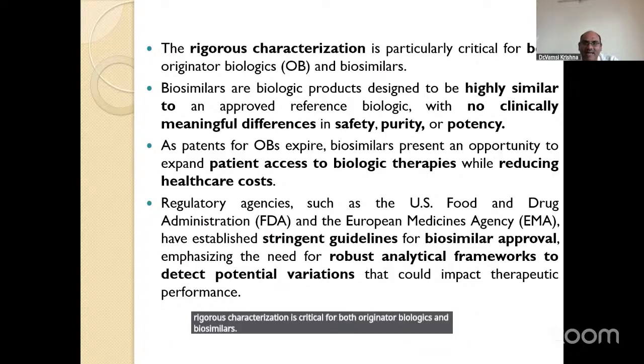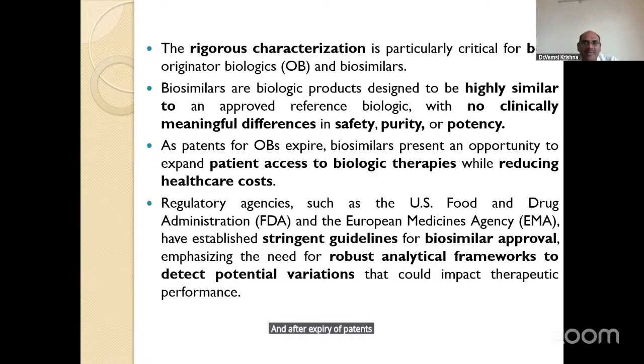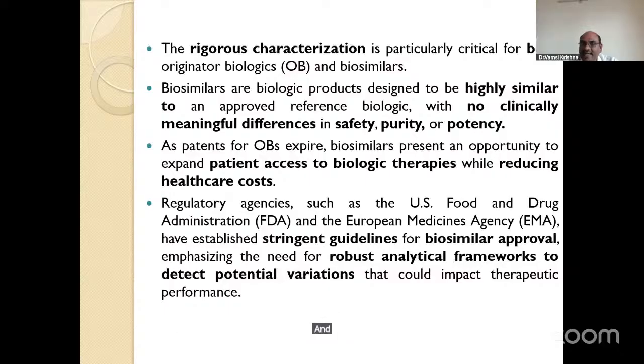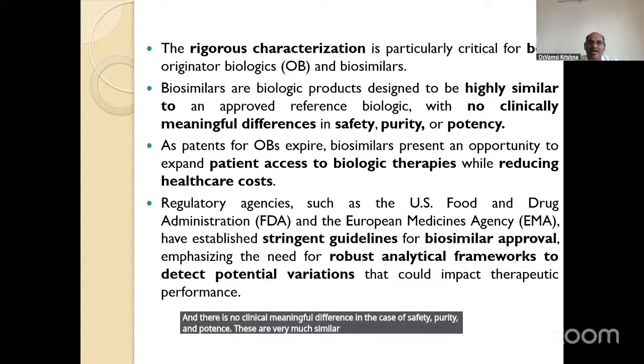Here there is another term called biosimilars. The original innovator molecules we call biologics, and after expiry of patents, people will develop biosimilars. These biosimilars are biological products that are very similar to the approved reference biologics. There is no clinically meaningful difference in safety, purity, and potency. They are very much similar to the originator biologics. Those are called biosimilars.